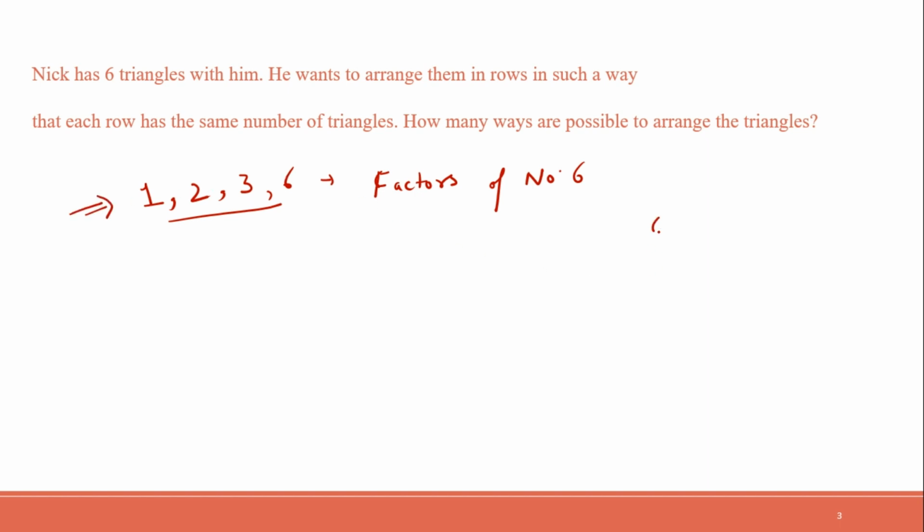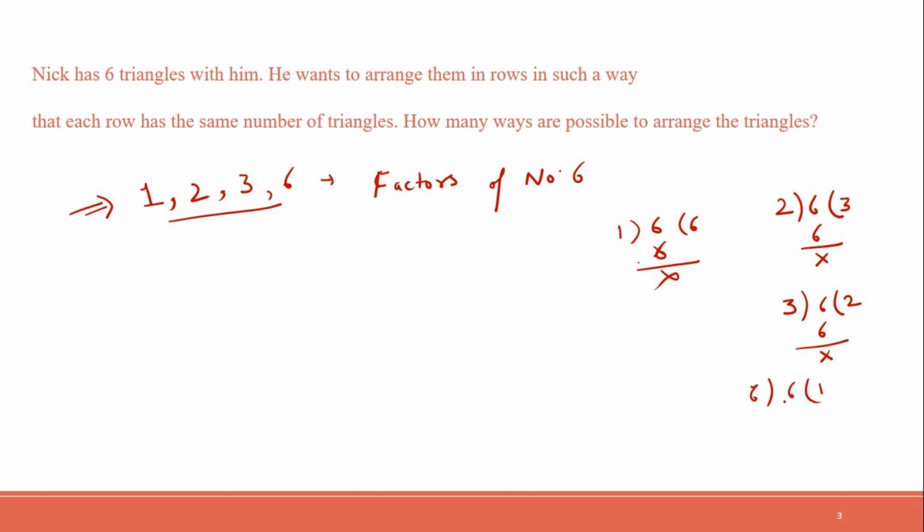That means if I divide 6 by 1, I'll write 6 here, and there is no remainder left, right? Similarly, I can divide it by 2. 2 into 3 is 6, no remainder left. Then come to this 3. 3 into 2 is 6, no remainder left. And this 6. 6 into 1 is 6. Again no remainder left. So if there is no remainder left, that means the number is a factor of 6.